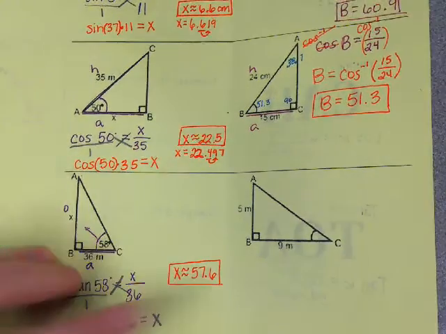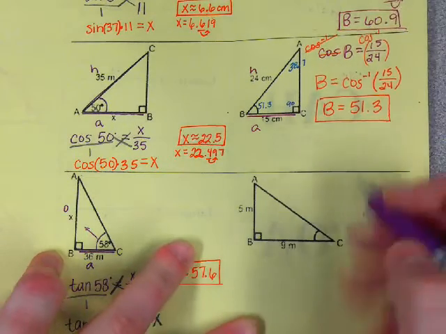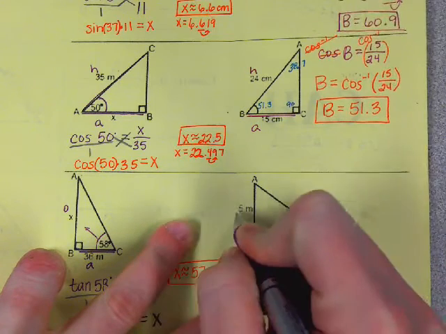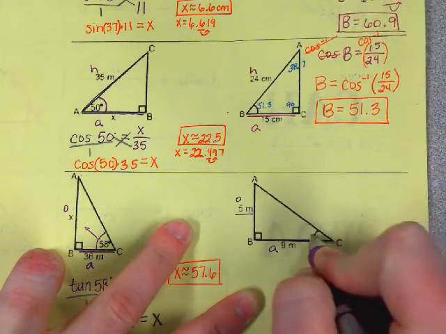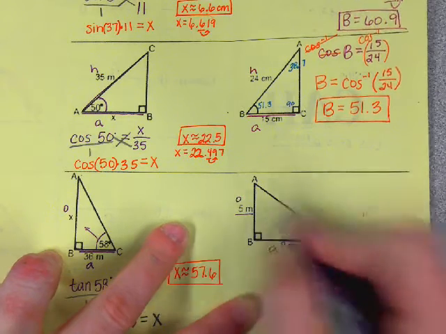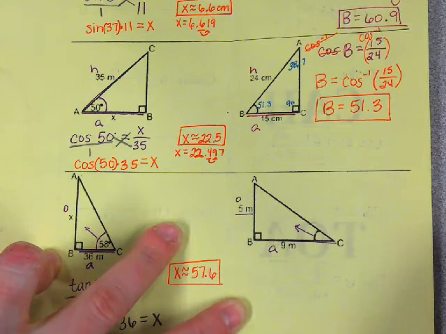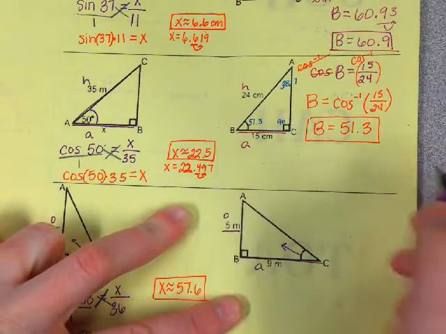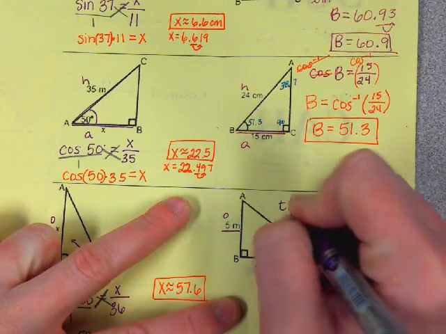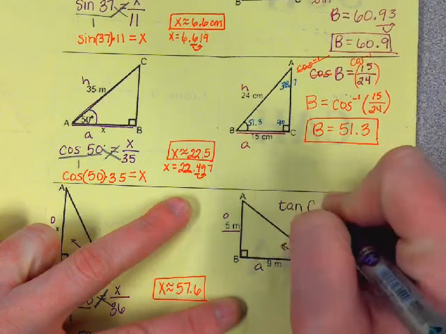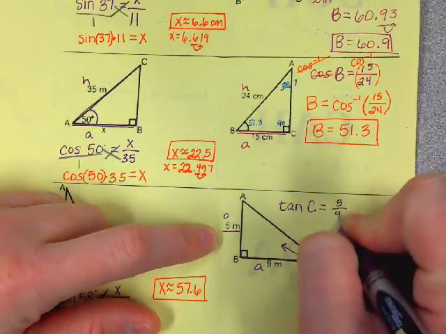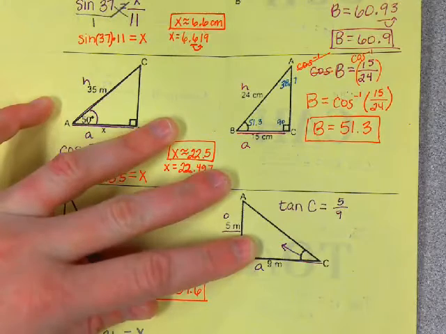Okay, this last one down here, we're looking for angle C this time. Notice we have 9, which is adjacent. We have 5, which is opposite. We don't have the hypotenuse because the longest side is not given. So if we have opposite and adjacent, that's O-A, so TOA, tangent. So it would be tangent of angle C is equal to opposite over adjacent, so 5 over 9.